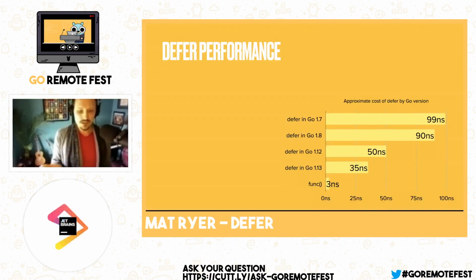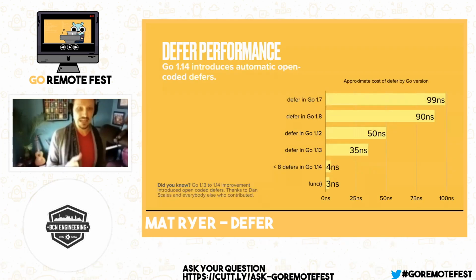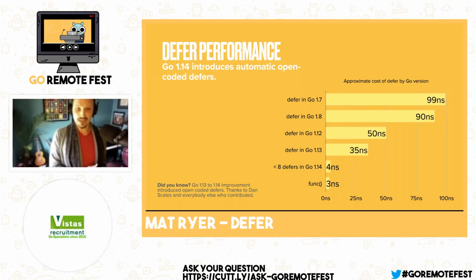So let's have a look at what the cost of that is then. In Go 1.13, we got to 35 nanoseconds. But remember, a normal function call is 3 nanoseconds. Let's see how we did. Well, pretty good. If your code fits into one of these optimizations, we get defers down to about 4 nanoseconds. And that's pretty phenomenal, I think. It certainly removes any argument that we shouldn't be using defers.